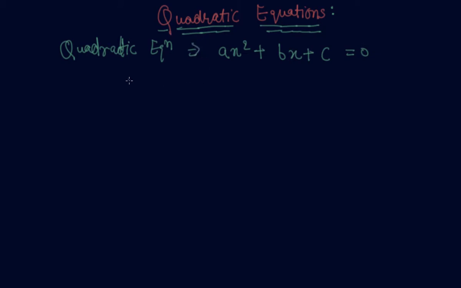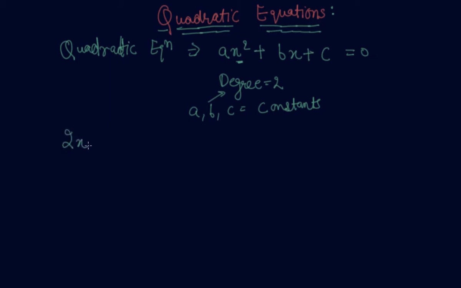Okay. So any polynomial of degree 2 is called a quadratic equation. So here you can see that the degree of x is 2. So any polynomial with the highest degree 2 is called a quadratic equation, where a, b and c are all constants. Okay. So let me give you one example to check whether it is a quadratic equation or not.